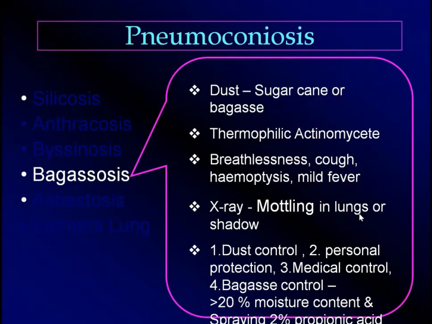So how can we control bagassosis? It is mainly by dust control: keeping the dust under control by frequent cleaning with wet mopping, wearing personal protective devices like proper face masks and respirators, and medical control like periodic examination of the people who are working in that place. And bagasse control means keeping the moisture levels under control, and also spraying 2% propionic acid, which kills the thermophilic actinomycetes fungi. That's how you can control this disease.